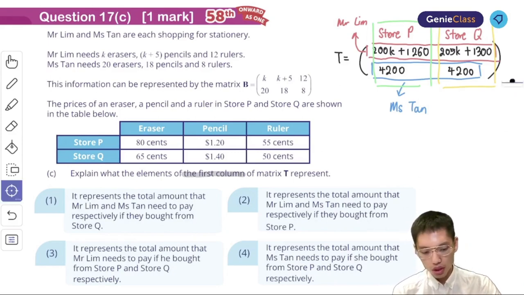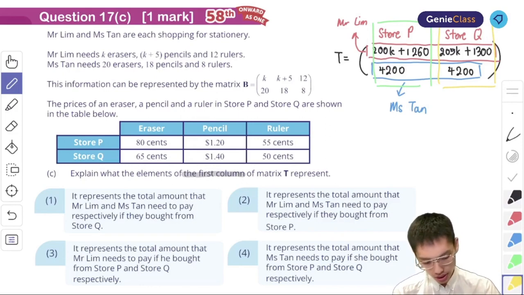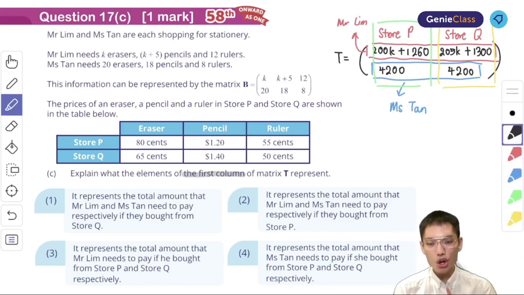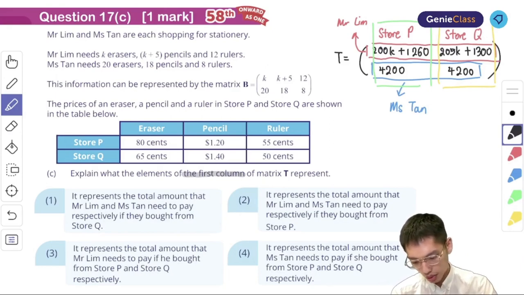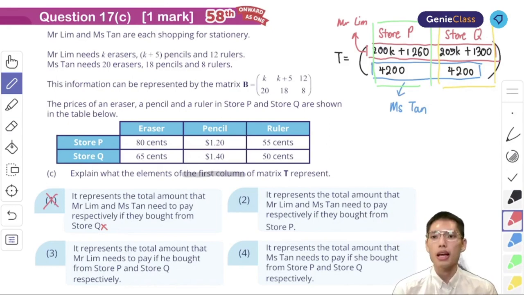First column means I'm looking for store P. Okay, store P only, but information for both Mr. Lim and Miss Tan. So therefore, which one actually represents the best? In this case, look at the information. If I look at number 1, it's store Q. So definitely first one is not store P. So first one out. Second one, store P, Mr. Lim, Miss Tan, seems the most accurate, but let's view the other options first.